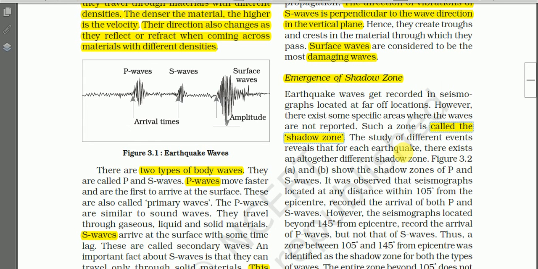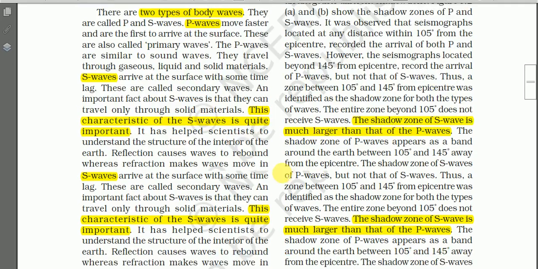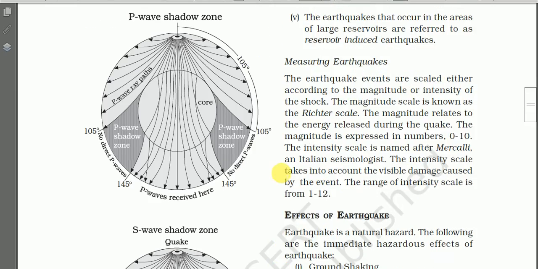Okay, so there are some areas on the earth's surface where earthquake waves are not recorded, and those zones are known as shadow zones. Okay, see here, you will find in this case, in this section, no earthquake waves are recorded, no P waves are recorded here, and here in this case also no P waves are recorded. So this region where no P waves are recorded is known as shadow zone of P wave.